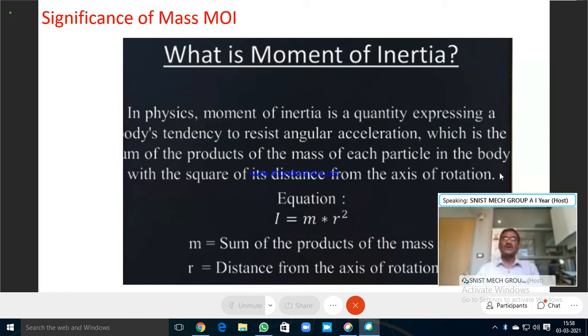I is equal to mr square. Whereas in area moment of inertia, what is the equation? AR square. In place of mass you have A, area. But it is a prerequisite for the dynamics of rigid body. Moment of inertia is a quantity expressing the body's tendency to resist angular acceleration. That means it is the resistance offered by the body for the angular motion, that is angular acceleration, is called mass moment of inertia. Simply, it is the resistance offered by the body for the angular motion. That means it is a dynamic condition.